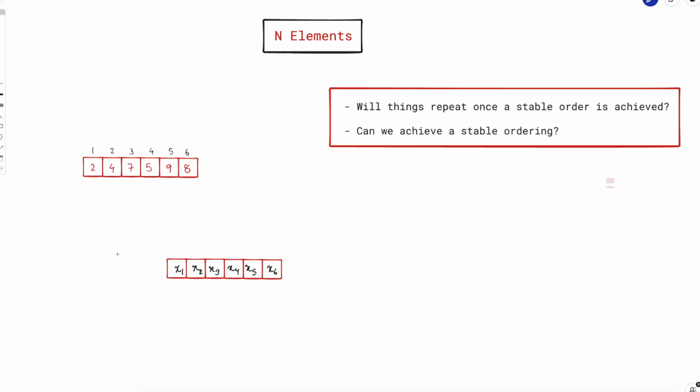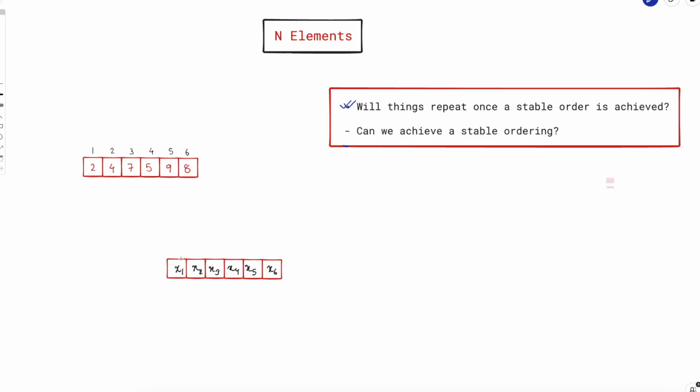There's one more question which I didn't put: how much time will it take to achieve the stable ordering. But the first thing is, if I reach a stable ordering, will things repeat? If they do, then can we achieve it? And if we can, how much time will it take to achieve it? These are the three questions. So let's start with the first one.